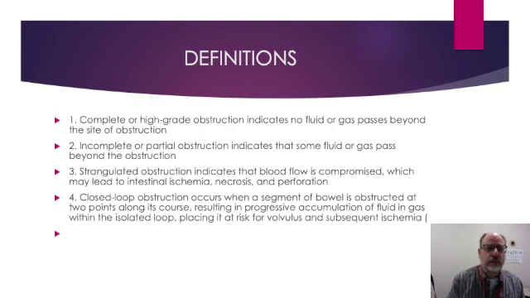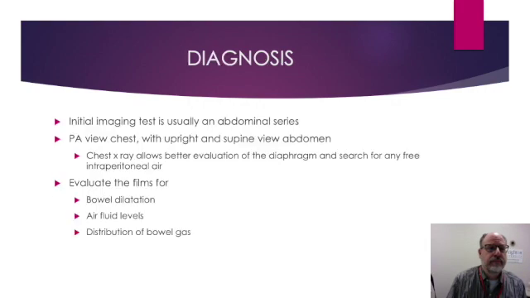And a closed loop obstruction is when a segment of bowel is obstructed at 2 points along its course, resulting in progressive accumulation of fluid and gas within the isolated loop that places it at higher risk for volvulus and ischemia.